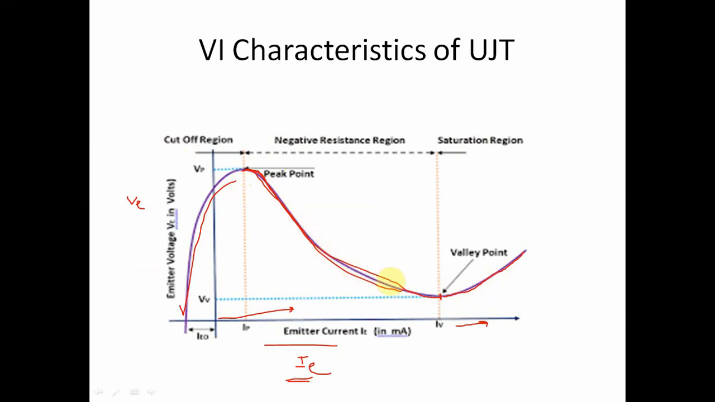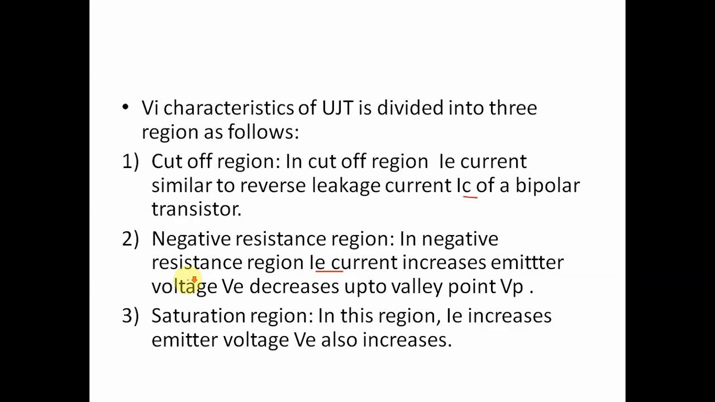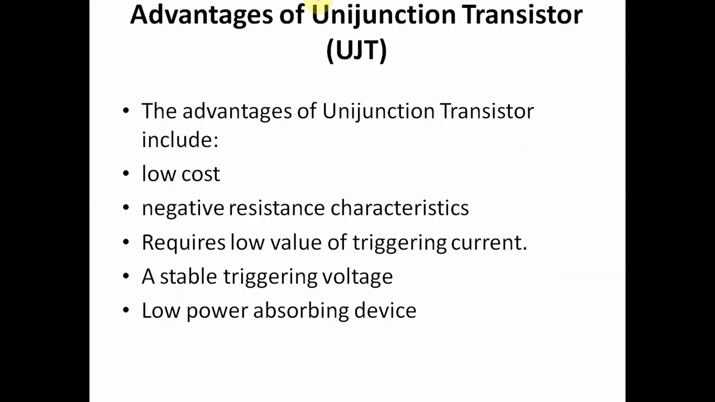This emitter voltage decreases up to the peak point, and in the cutoff region there is a current similar to the reverse leakage current IC. IC is nothing but the collector current.